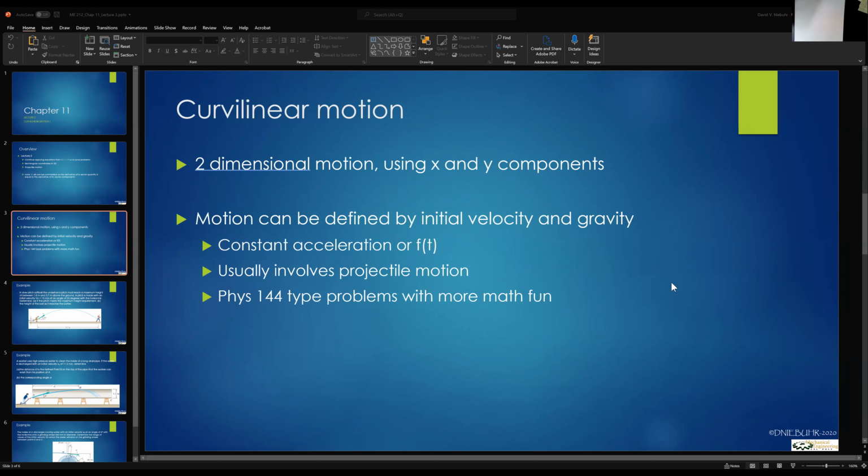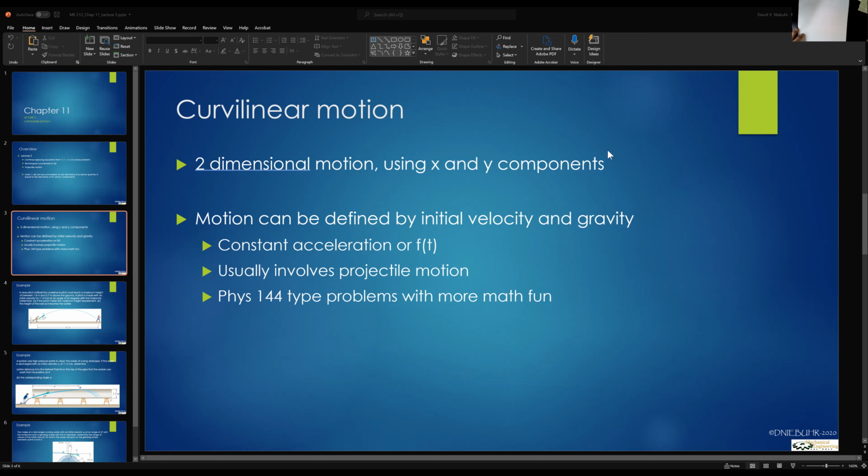All right, so two-dimensional motion. No different than what we've been doing, motion that can be defined by initial velocity and gravity. In the examples we're going to do today, we're going to have constant acceleration, or the acceleration is going to be a function of time. And as I said, 2D usually involves projectile motion.